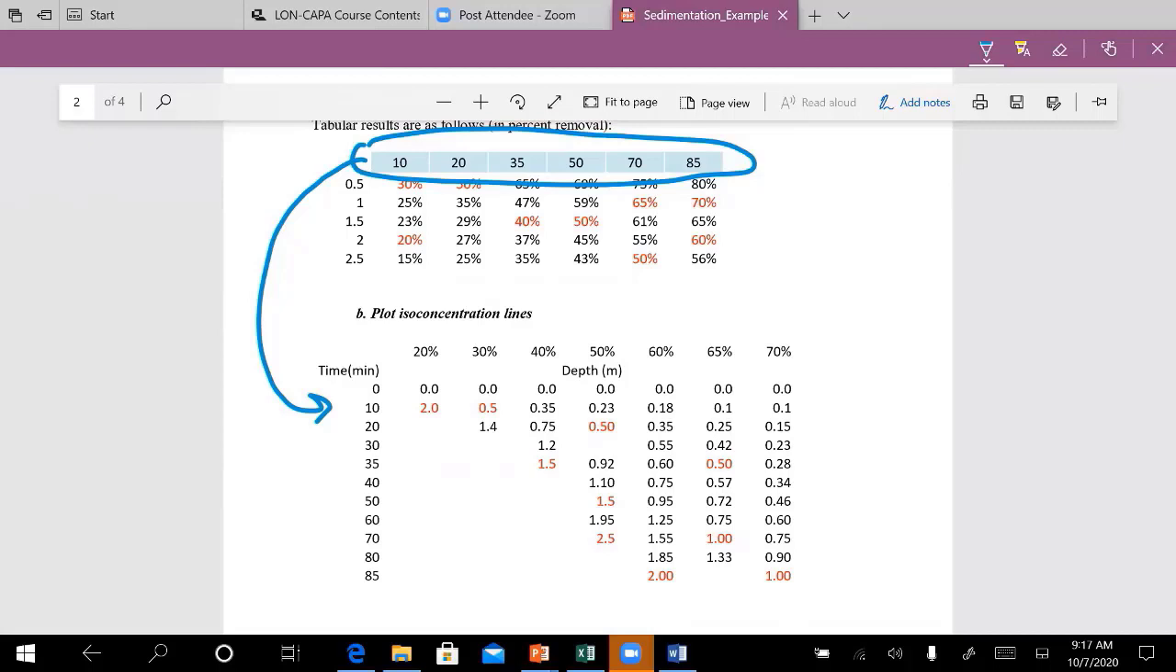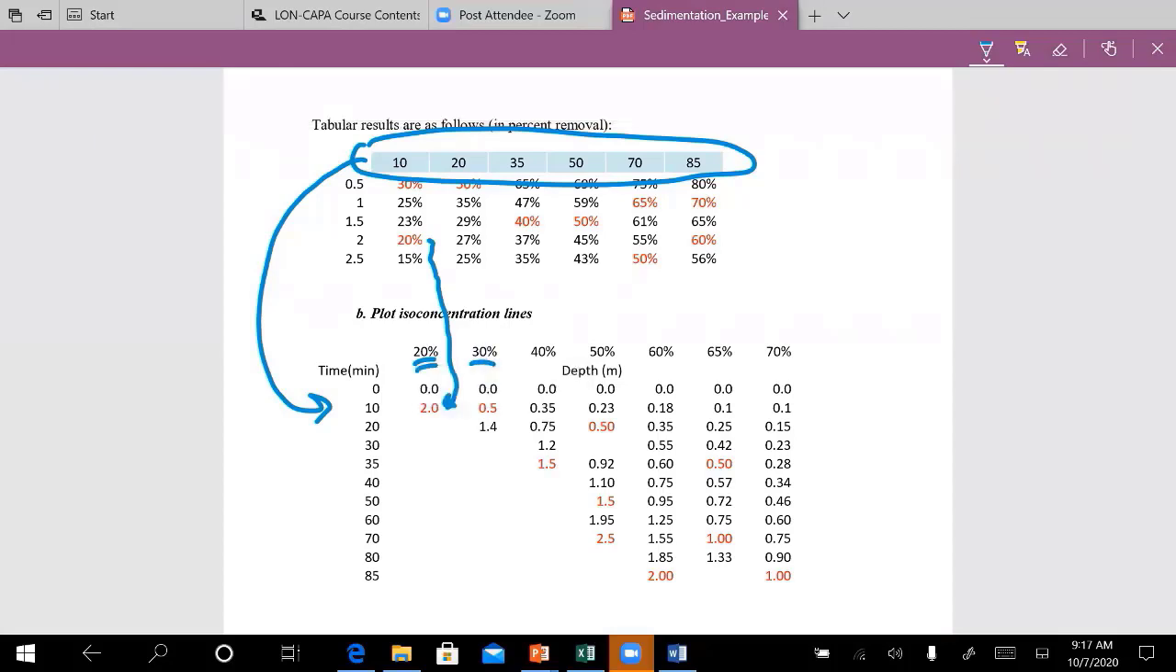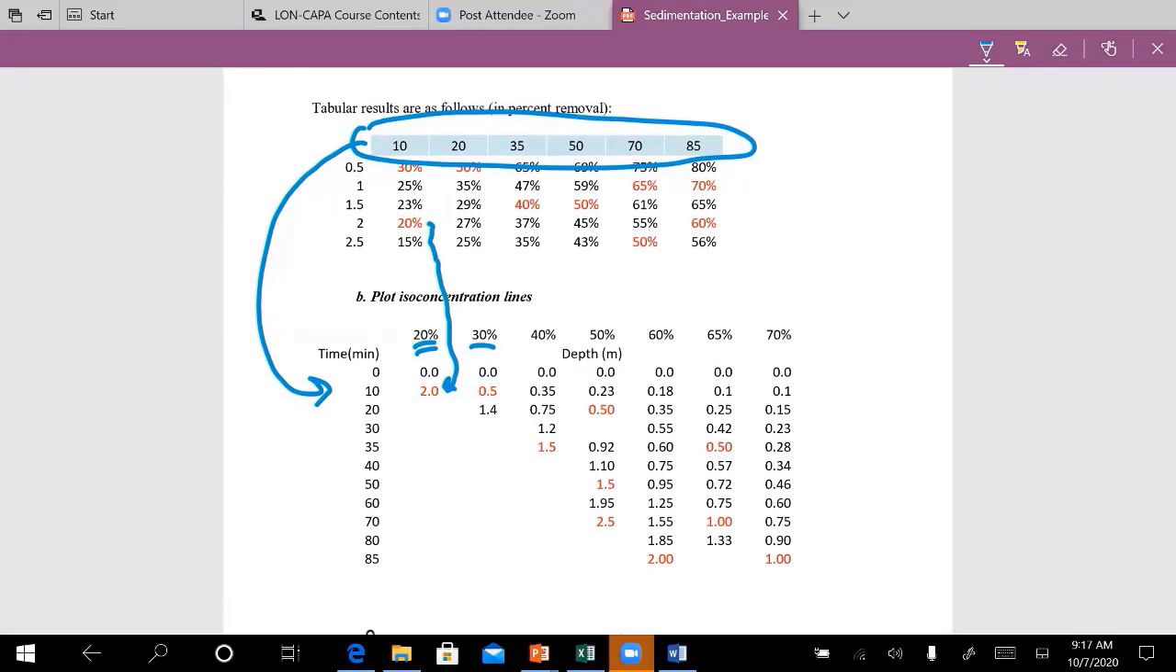If you look here initially, at a depth of 2 meters and 10 minutes, we have 20% removal. So here's your 20% removal. In order to achieve that 20% removal, we need to wait 10 minutes, or take that sample at 10 minutes at 2 meter depth. We'll do the same thing for 30%, right in here. At 10 minutes, 0.5 depth, we have 30% removal.